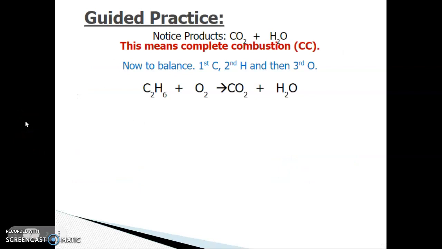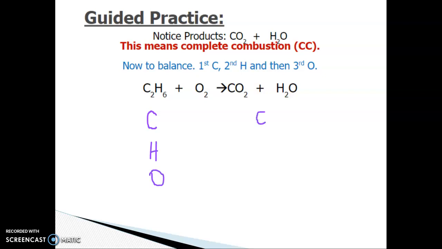So let's take a look at an example. Here is my equation. We have C2H6, that's our fuel, that's a hydrocarbon, plus oxygen gas will yield CO2 and H2O. So here I know I have a complete combustion because it's CO2. And when we do our problems today in your independent practice, we're going to be sure to pay attention to whether it's complete or incomplete. So we're going to start just by balancing our equations like we always do. So we're going to have a C, an H, and an O.